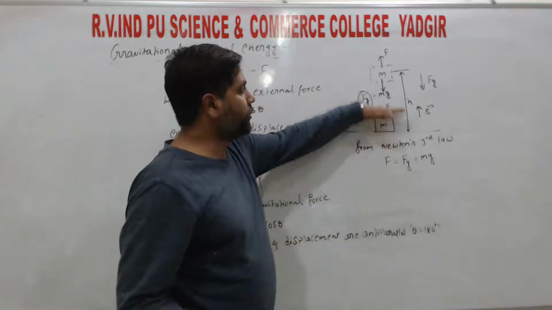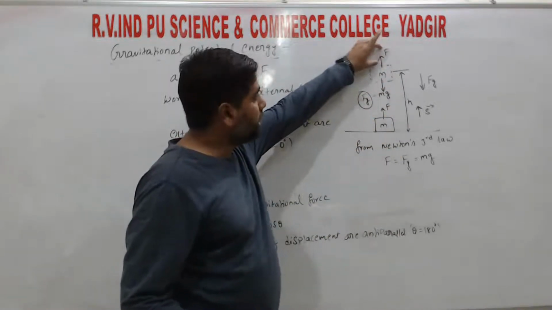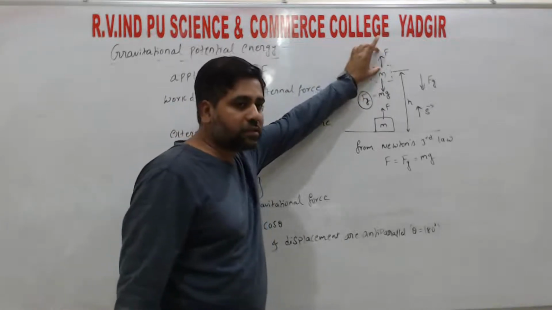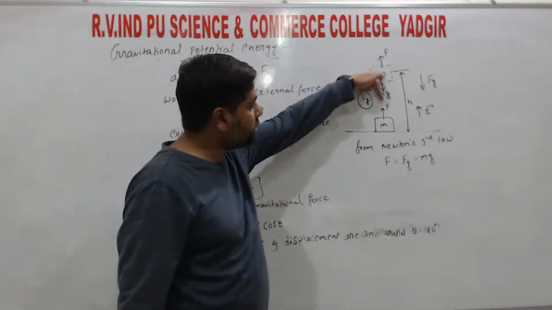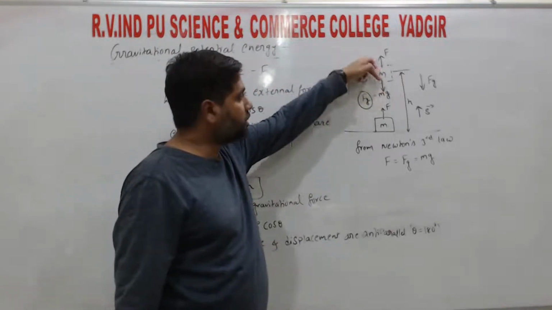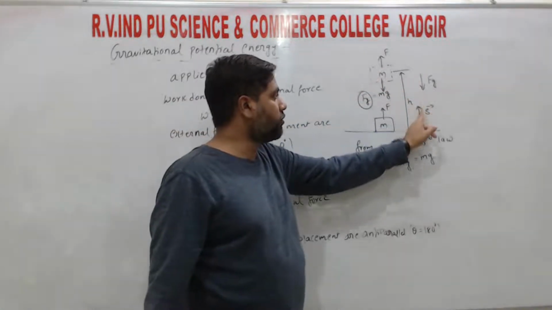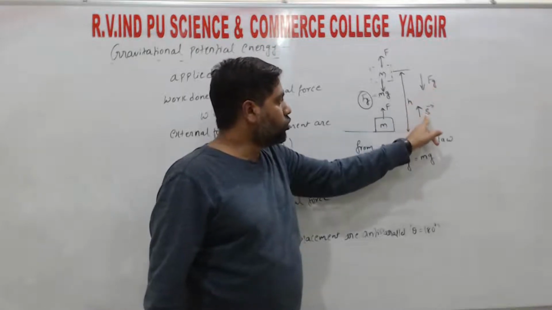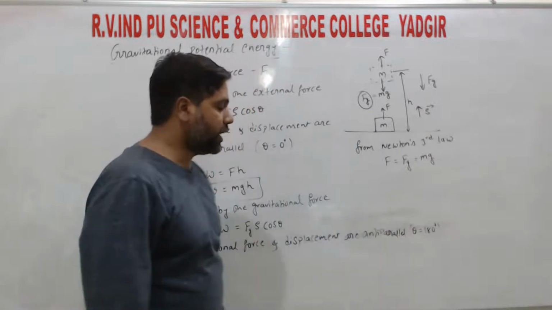So now the body is being lifted by the external force, right? So here two forces are acting. One is the external force, which is balanced by the gravitational force. The gravitational force is always acting downwards, which is equal to the weight of the object, right? So that is acting downwards, and the displacement is vertically upward. So these two are anti-parallel, and anti-parallel means angle theta is 180 degrees, right?